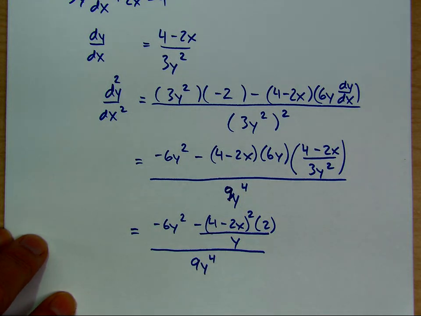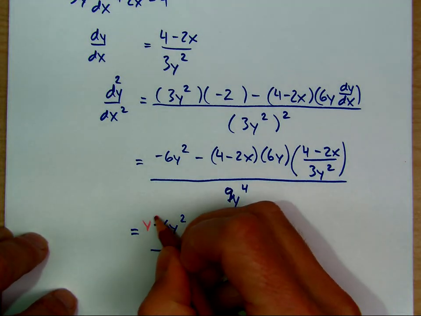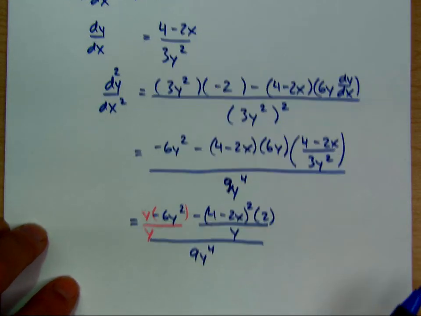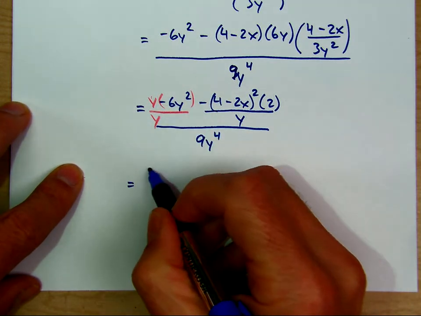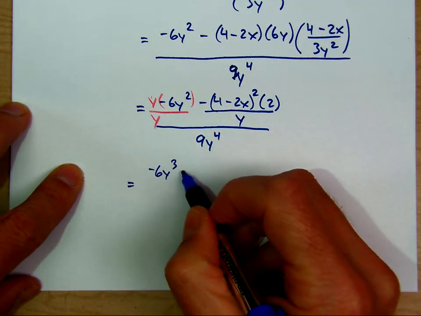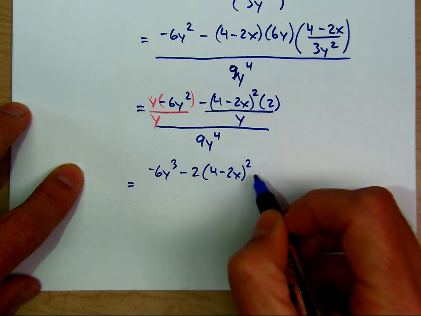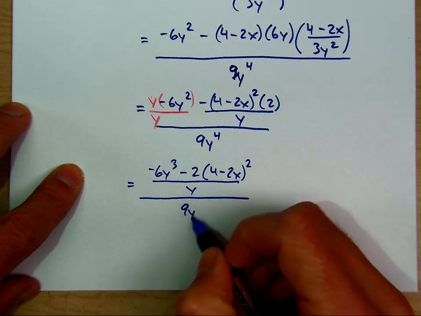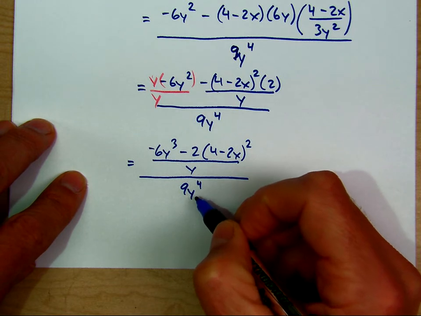And let's get a common denominator. So multiply by y over y. So now we have negative 6y cubed minus (4 minus 2x) squared, and that's all over y. And then the y can just be written down here as a y to the 5th.